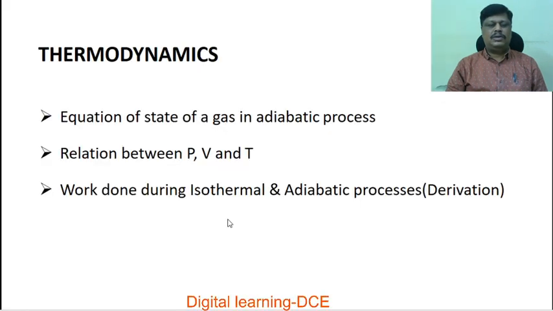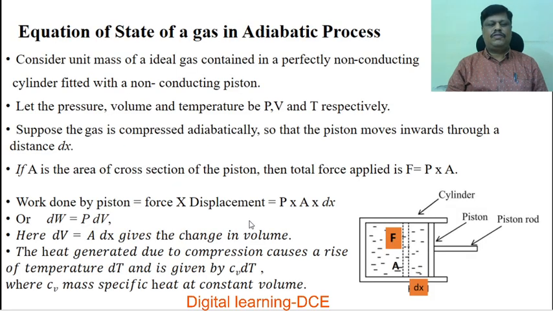So in this video, I am going to explain and derive the equation of state of a gas in an adiabatic process, the relation between pressure, volume and temperature in an adiabatic process, and also I am going to derive the work done during isothermal and adiabatic processes. First, I am going to derive the equation of state of a gas in an adiabatic process.